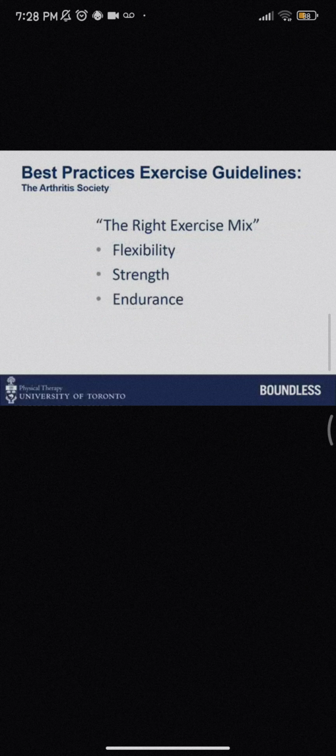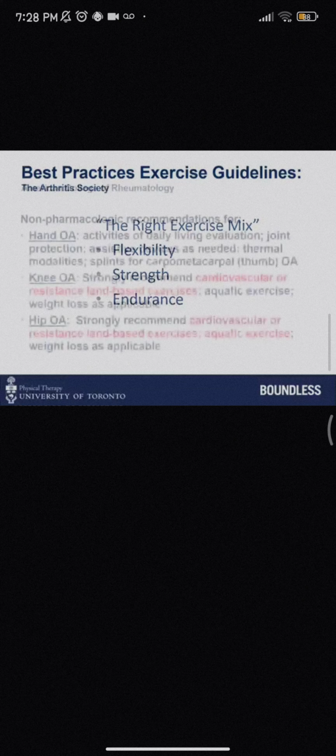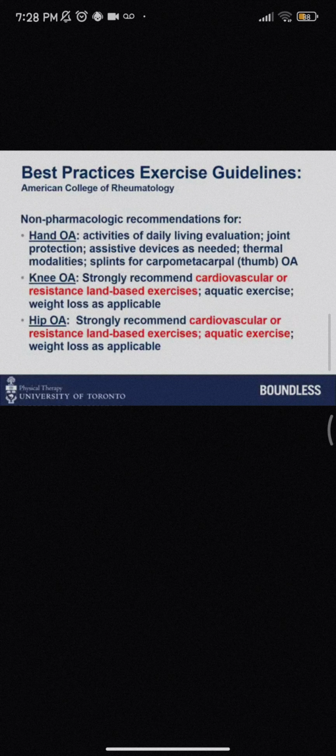The Arthritis Society in Canada compares the right mix of exercises to the right mix of foods in one's diet. They recommend a mix of flexibility, strengthening, and endurance exercises for those with osteoarthritis. The American College of Rheumatology puts forth specific guidelines for hand, knee, and hip osteoarthritis. And as you can see from the details on this slide, they prescribe exercises for patients with hip and knee, and these include various types of exercises.